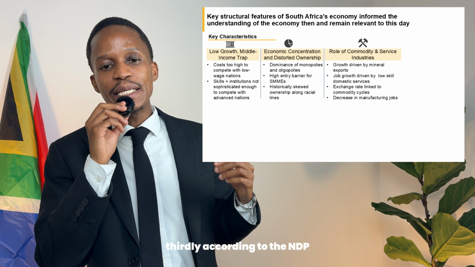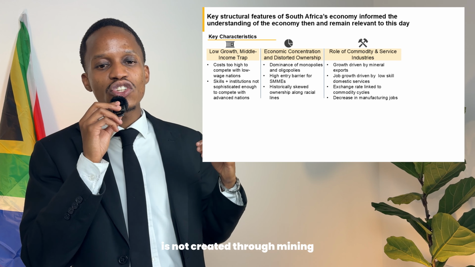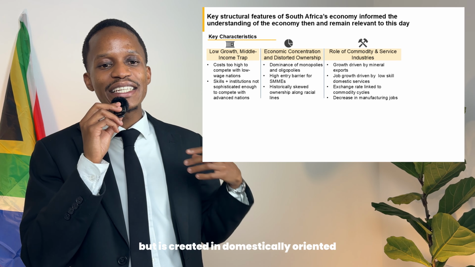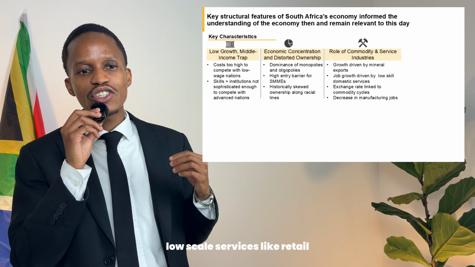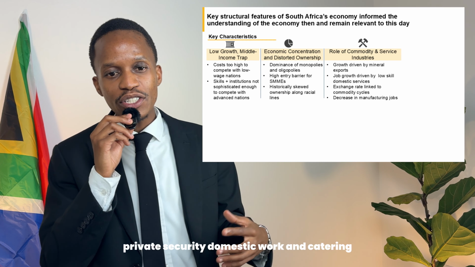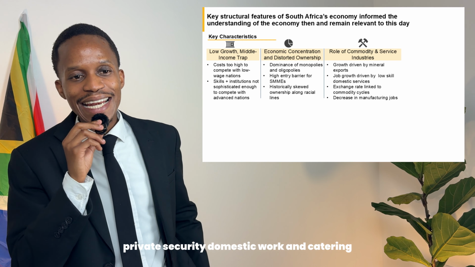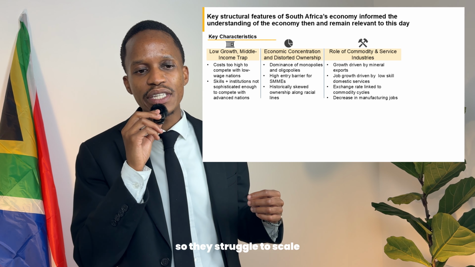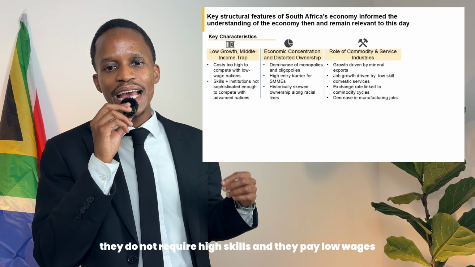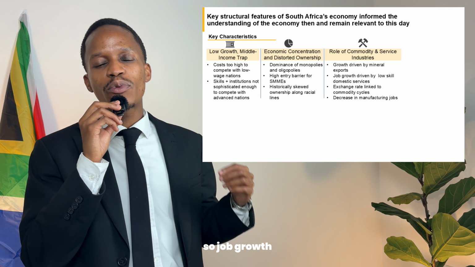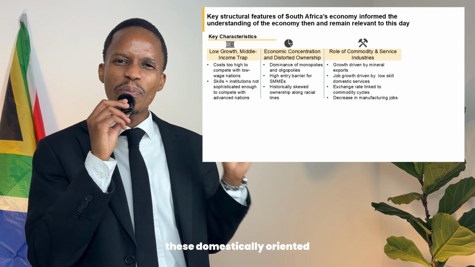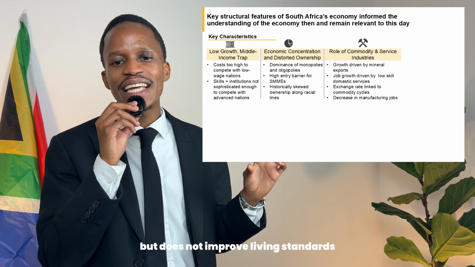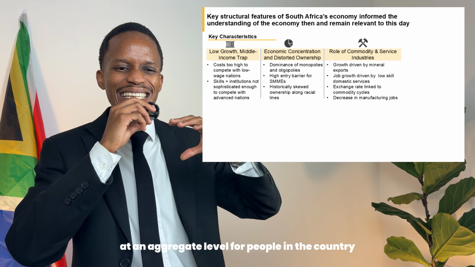Thirdly, according to the NDP, most employment in South Africa is not created through mining and manufacturing, but is created in domestically oriented low-scale services like retail, private security, domestic work, and catering. These services are not traded internationally, so they struggle to scale. They do not require high skills, and they pay low wages. So job growth that is concentrated within these domestically oriented low-skill services helps, but does not improve living standards at an aggregate level for people in the country in general.